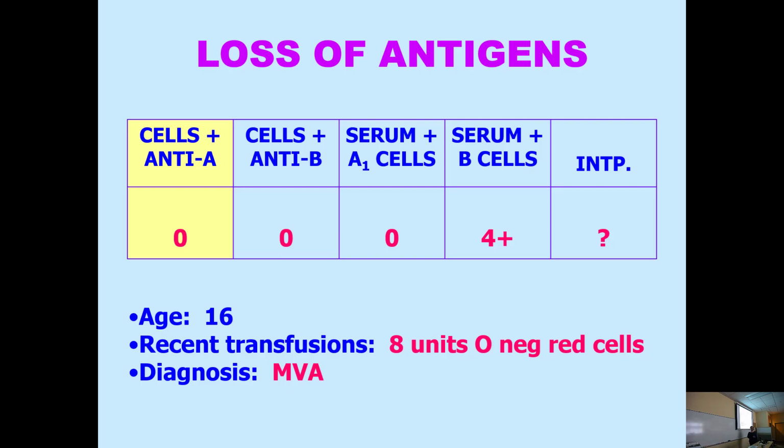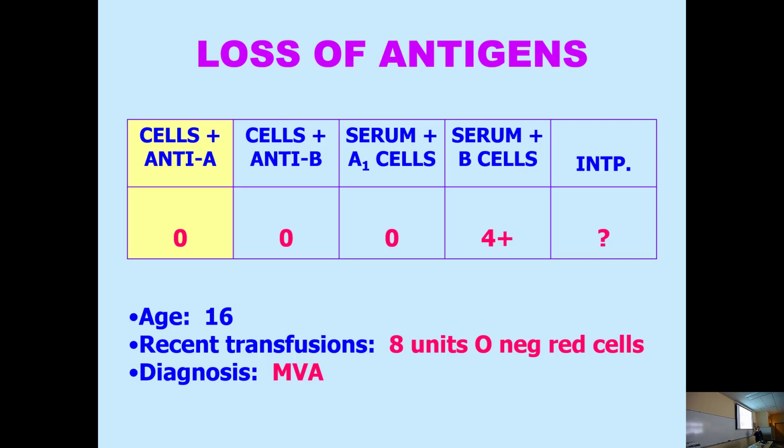Okay, cells plus anti-A negative. Again, same problems that we had before. 16-year-old, 8 units of O-negative red cells, MVA, motor vehicle accident. What's going on in this one? We talked about it a little bit ago.